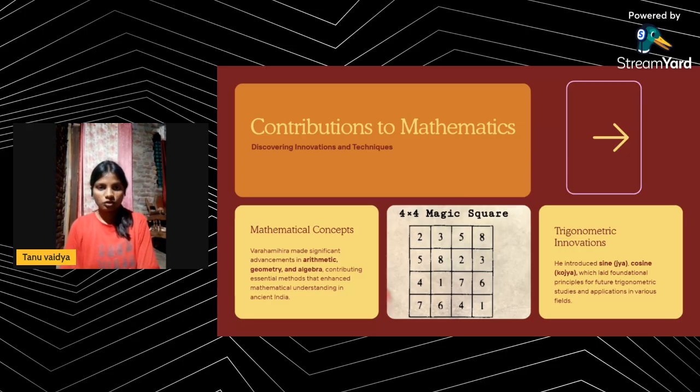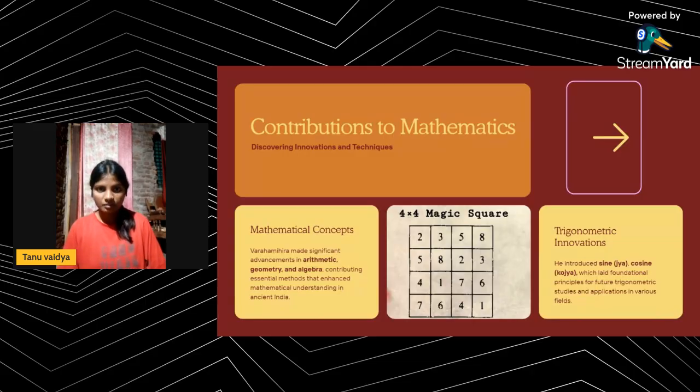I am here to talk about the contribution of Varāhamihira in trigonometry. Varāhamihira is one of the greatest Indian astronomers and mathematicians as well. Ancient India used Jaya and Kojaya, which are known as Sine and Cosine. Varāhamihira played a key role in defining and using the trigonometric terms, especially Sine and Cosine. He refined the Sine table.